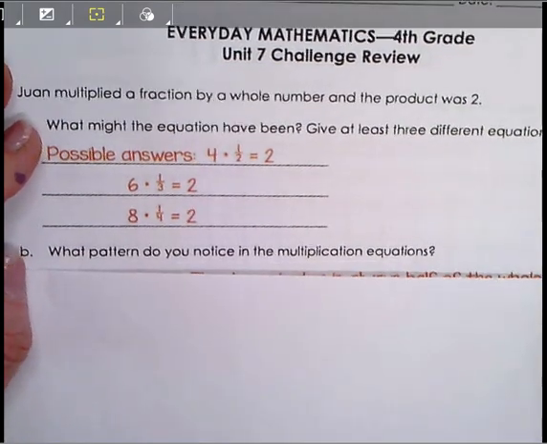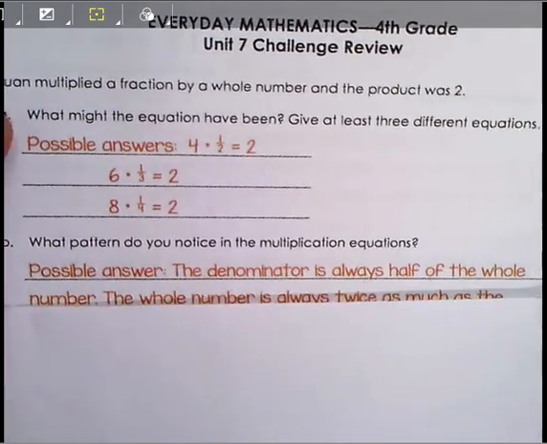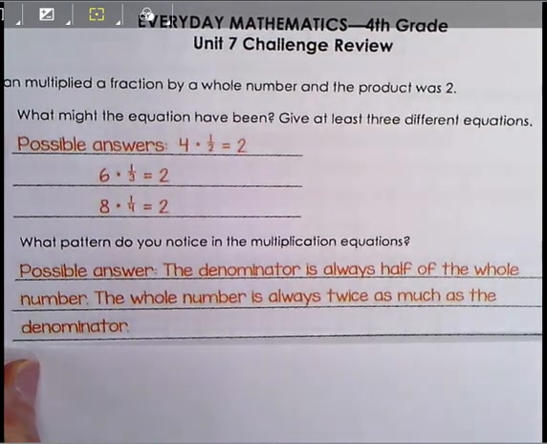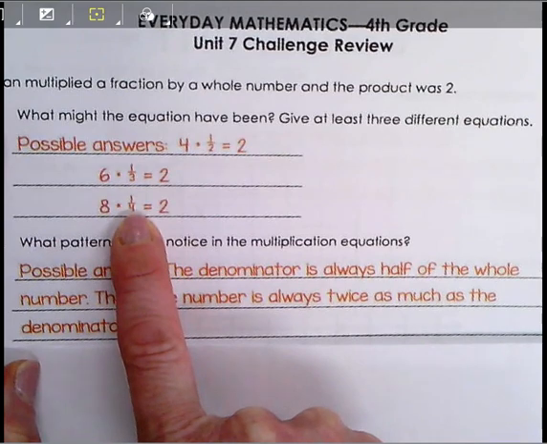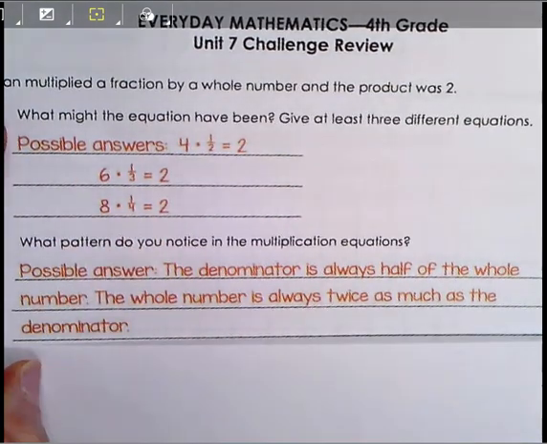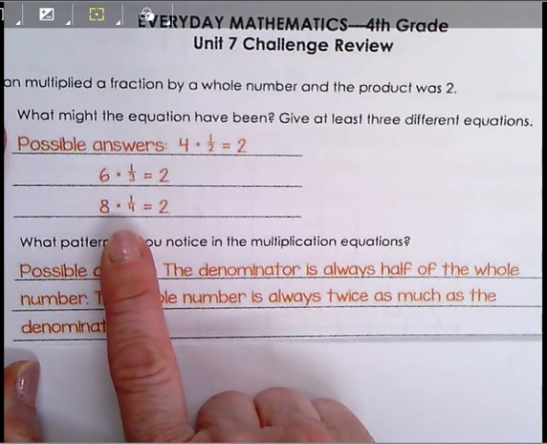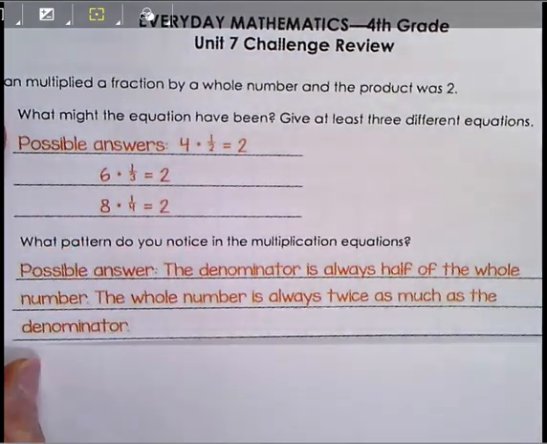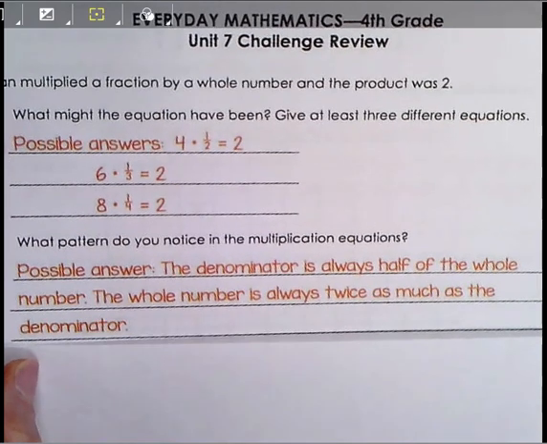All right, so what I noticed is actually what they wrote, but there's a lot of possible answers you could have said. It's that the denominator is always half of the whole number. Or you could say the whole number is always twice as much as the denominator. So I could have done 10 times 1/5, because 5 is half of 10. You also could have done 12 times 1/6.